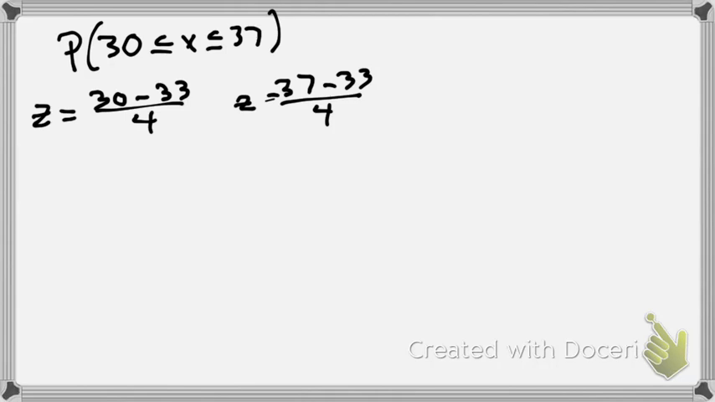Alright, so anyway, back to this. X minus X bar, X minus X bar, these are both done correctly. So this is going to be the z-score of negative 3 over 4, which is negative 0.75. This one is going to be the z-score of 4 over 4, which is going to be 1. So I've got the z-score of negative 3 over 4, which is negative 0.75, and then 4 over 4, which is 1.